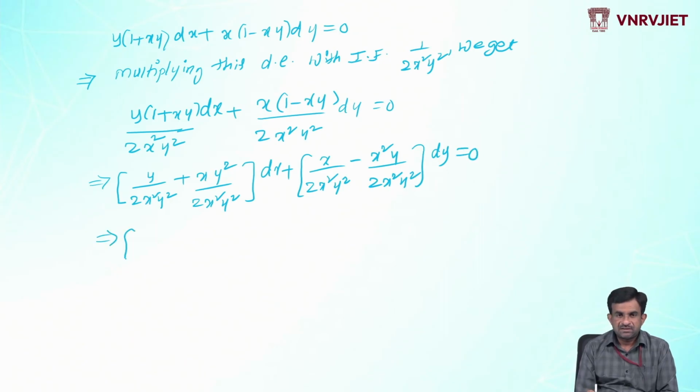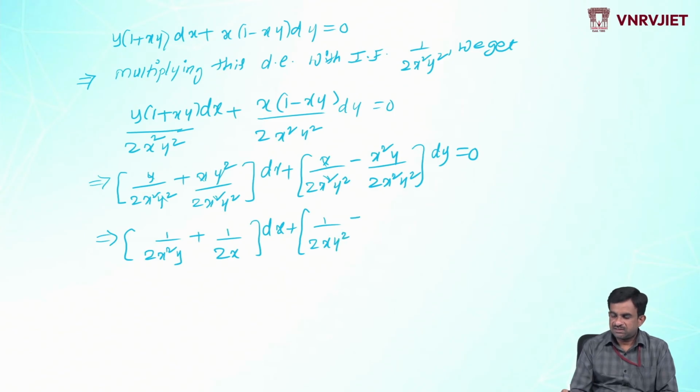So that implies, here y gets cancelled, this becomes 1 by 2x square y for the first term, plus y square gets cancelled, x and x, so this becomes 1 by 2x into dx, plus x gets cancelled, 1 by 2x y square minus, x square also gets cancelled, 1 by 2y minus 1 by 2y into dy equal to 0.